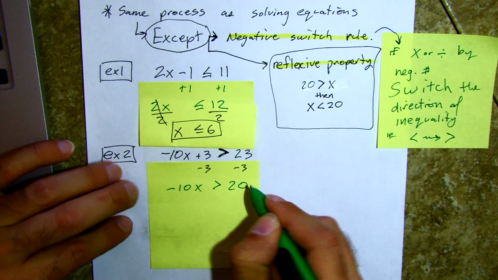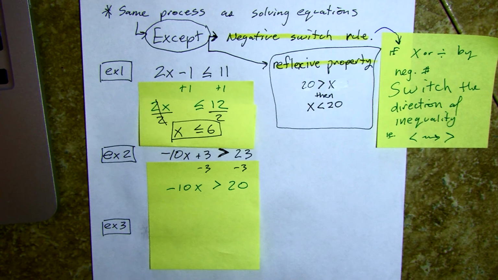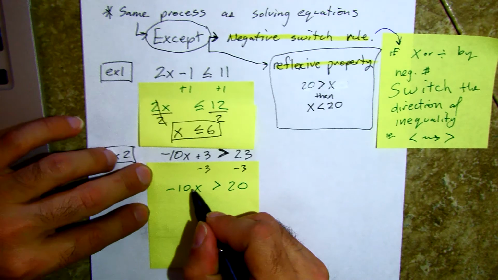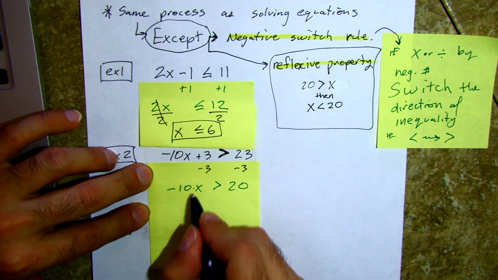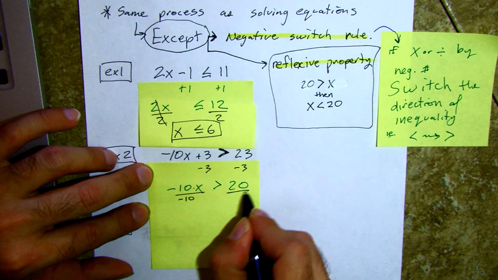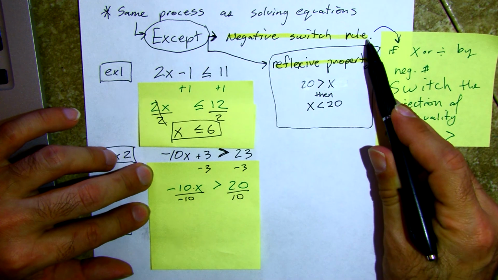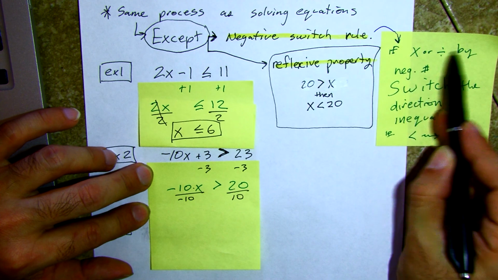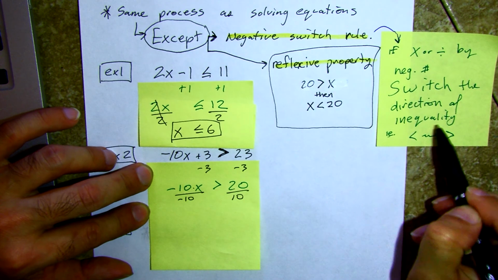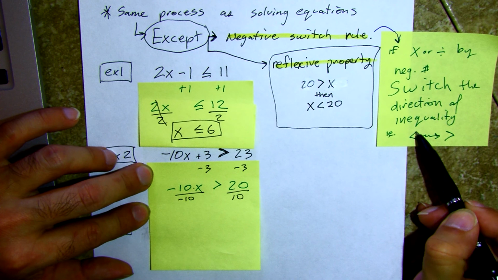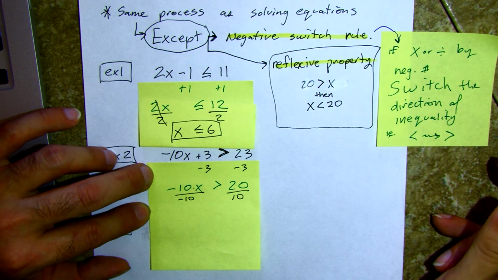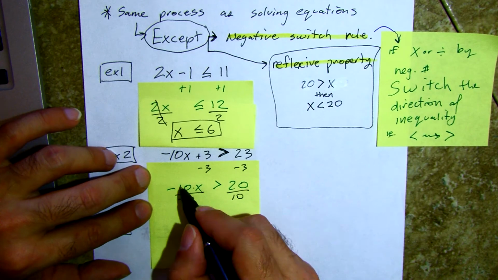Ah, look. The negative switch rule is going to come into play. If you multiply or divide by a negative number, switch the direction of the inequality. So greater than becomes less than. We can cancel that out because negative 10 over negative 10 is 1. Look what's left. We have x, we have 2, but what's going to happen to the inequality? It's going to change direction.